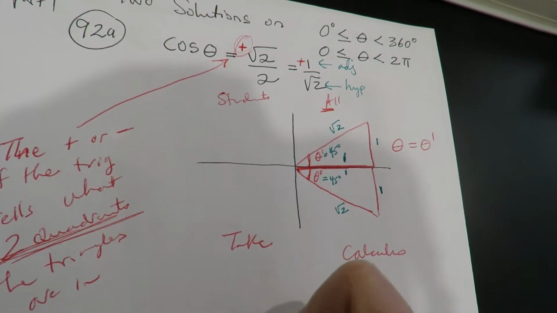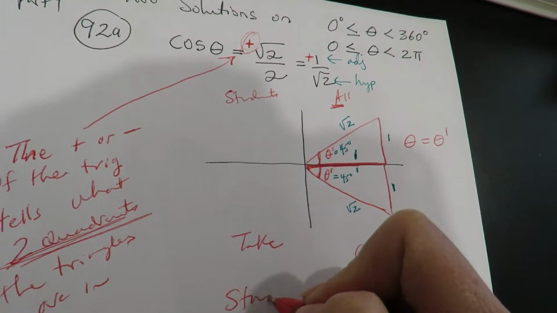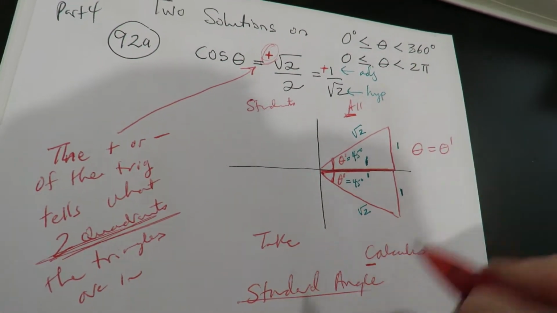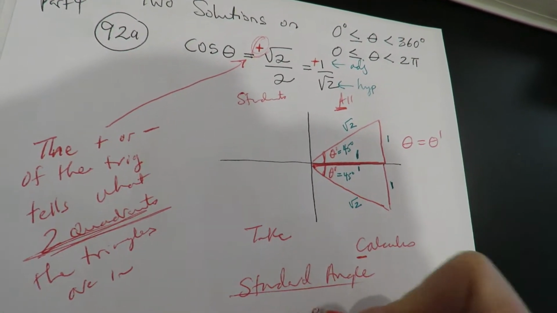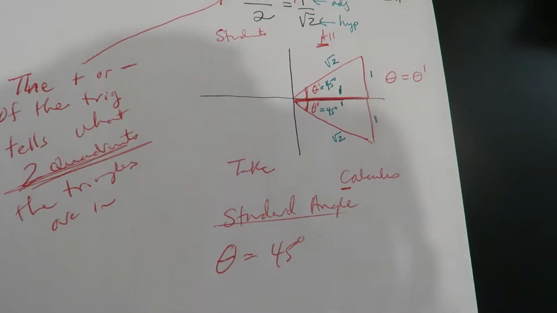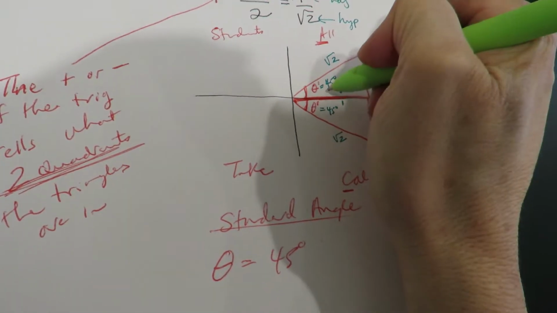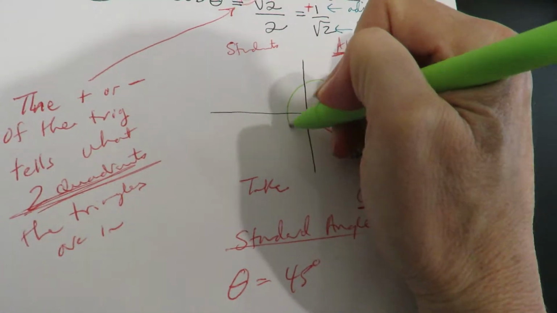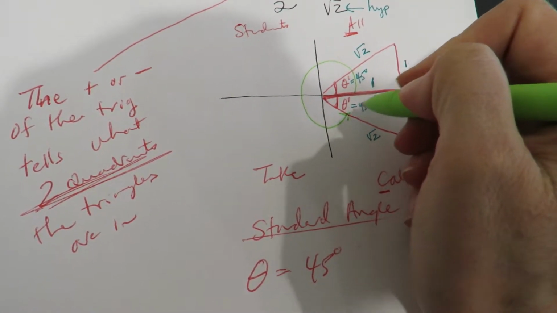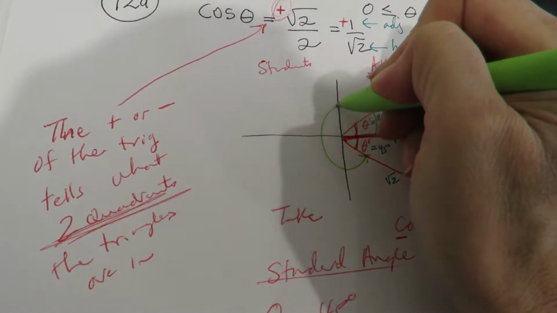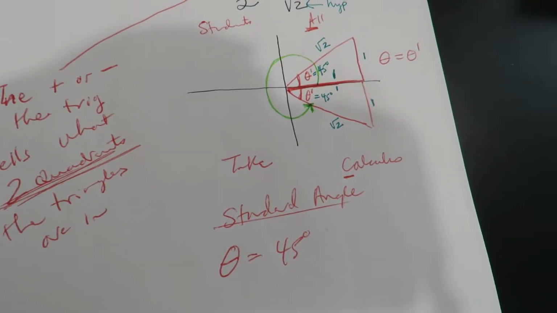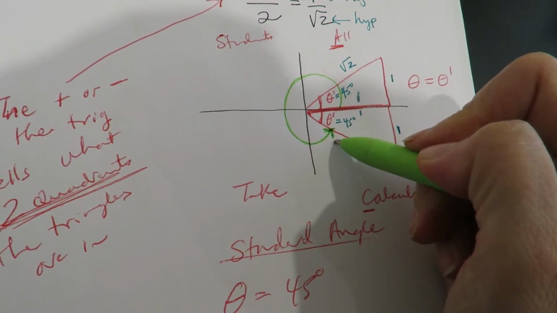So that means my first standard angle, right, my first angle is 45 degrees. That's this one. Now, for the second one, I have to rotate. So I know what theta prime is, but I want to know what theta is. So for this one, I have to rotate all the way around to quadrant 4. I have to figure out what this one is in standard position.